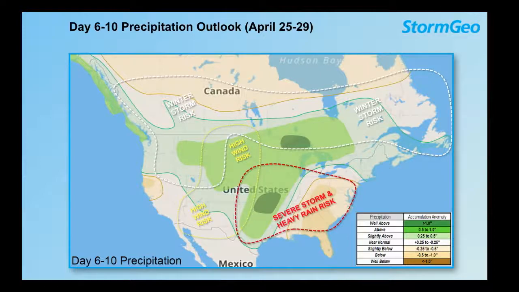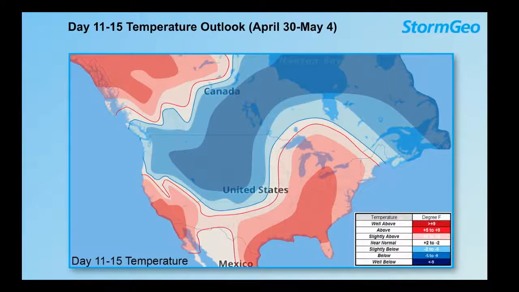As far as our severe thunderstorm risk, you can see that from the Great Plains over towards the southern and eastern United States, particularly from Texas over towards Nebraska and points eastward. We do have that high wind risk from the southern Rockies into the Great Plains of the United States. And again, we're holding on to that winter storm risk across southern Canada down into the northern U.S. Rockies. And let's go out to days 11 through 15. This will take us through the 4th of May.